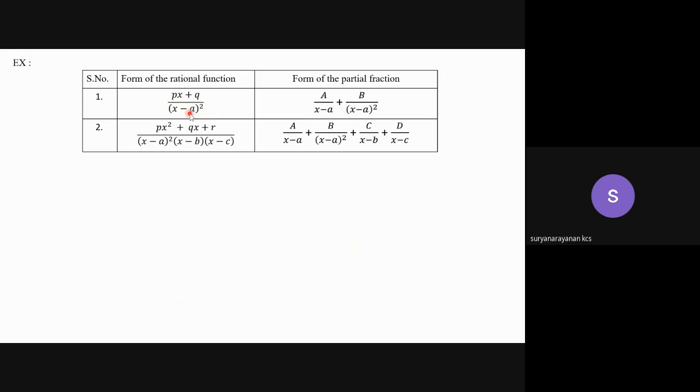So corresponding to this one, we write two partial fractions like this: a by x minus a plus b by x minus a whole square. Since this linear factor is repeated twice, we wrote two partial fractions. Understood these partial fractions for this rational function? Yes, sir. Now come to example number 2. px square plus qx plus r by x minus a whole square into x minus b into x minus c. Is it a proper rational function?